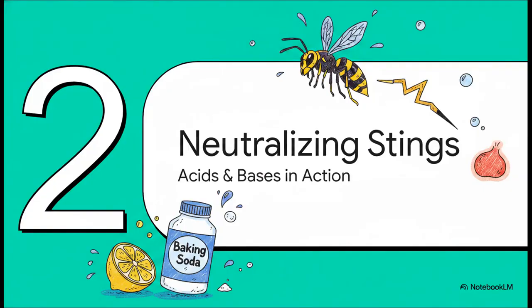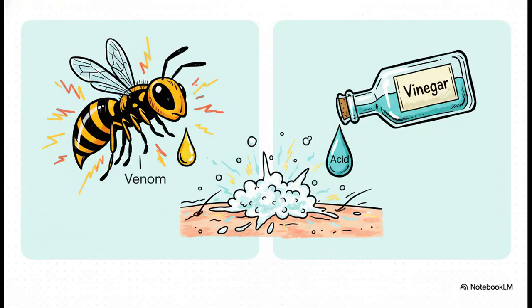And that brings us right to Section 2, neutralizing wasp stings. When a wasp stings you, it isn't just poking you with a tiny needle. It is actively inserting an alkaline solution, a base, directly into your skin. This alkaline venom is exactly what causes that severe, burning pain and intense irritation. But because we know how acid-base chemistry works, we know exactly how to fight back.